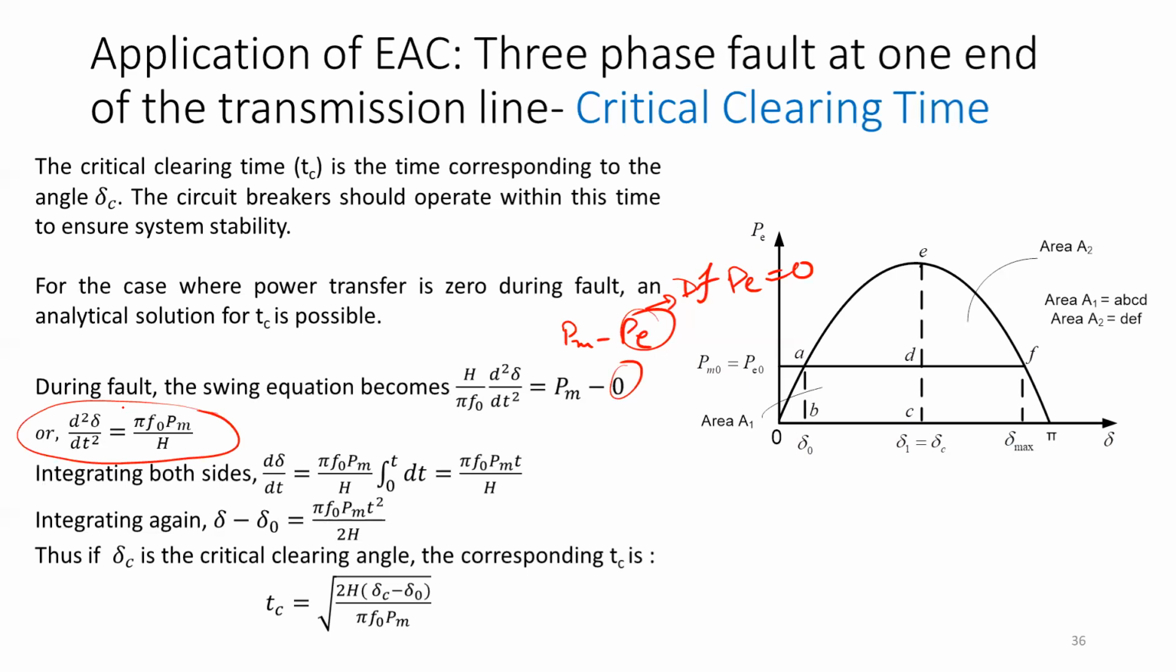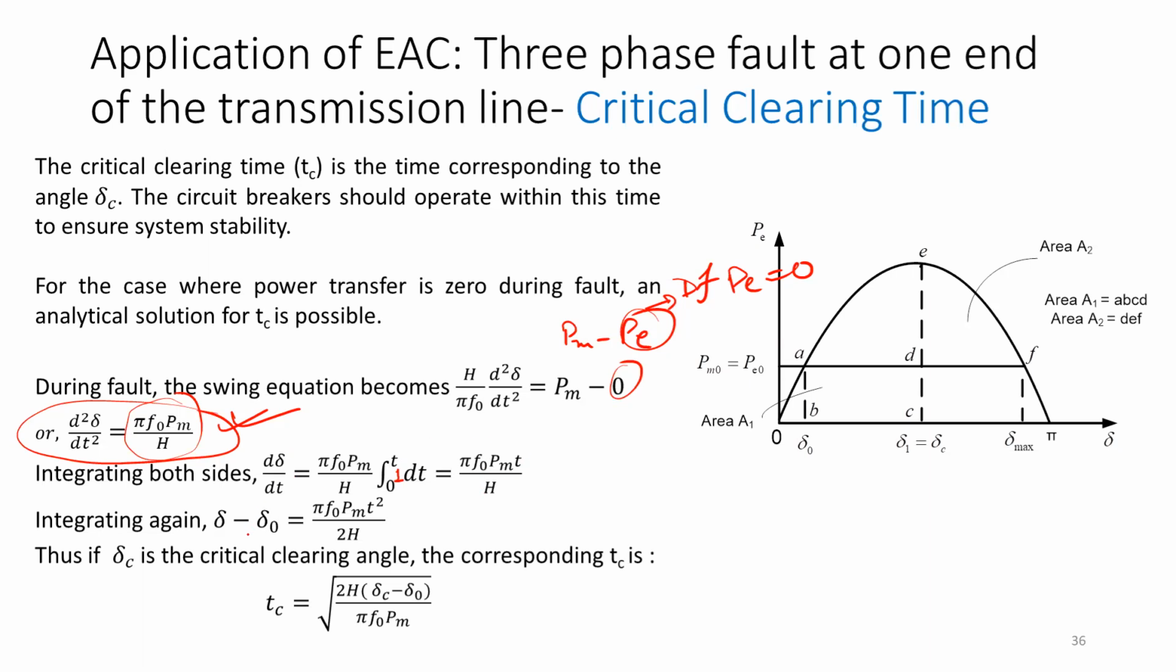Now you can go for your integration. If you integrate it once, one of the differentiations goes away, so it becomes d delta by dt. We are integrating with respect to t. On the right hand side, there is no term containing t, so we integrate a constant. If you integrate from 0 to t and plug in the values, you will get t by H.